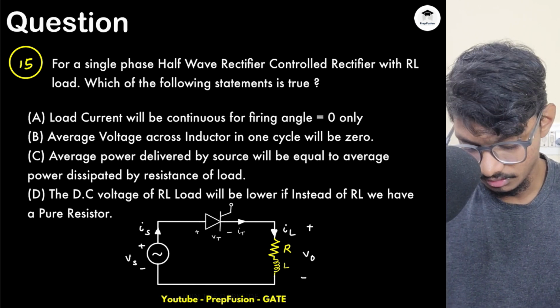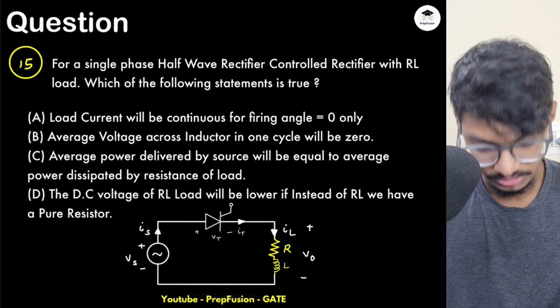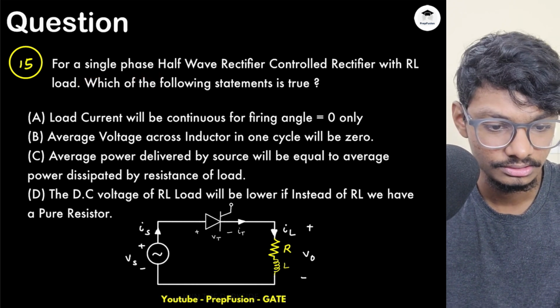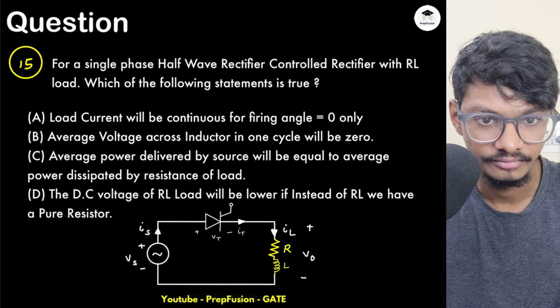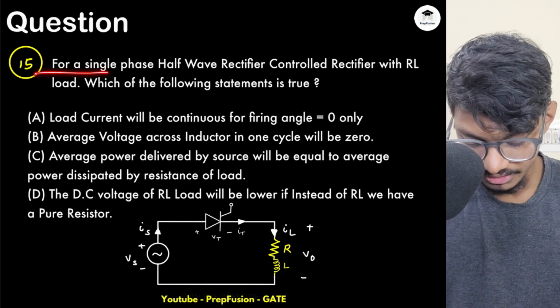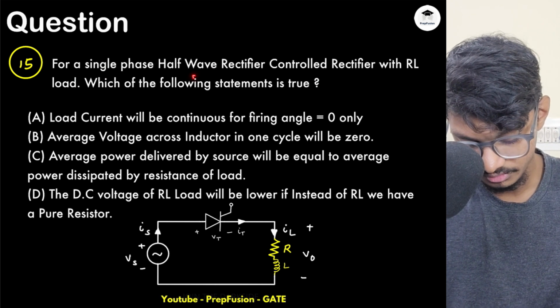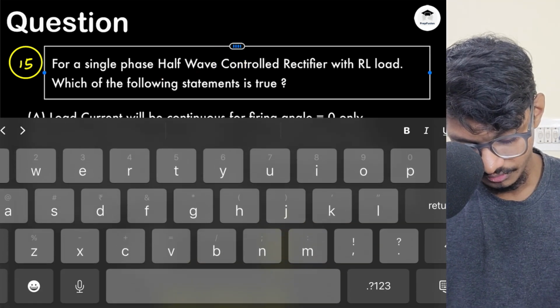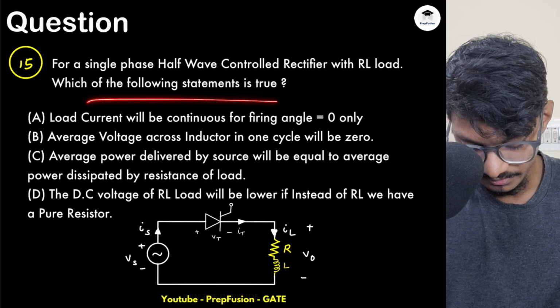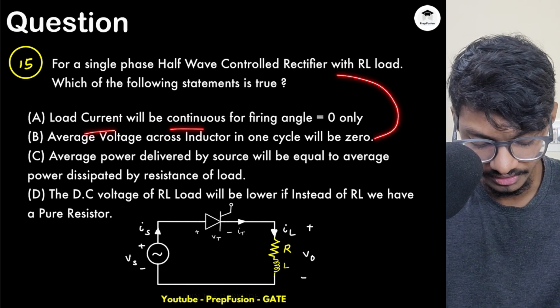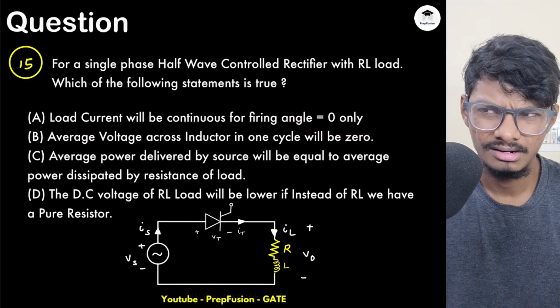For a single phase half wave controlled rectifier with RL load, which of the following statements is true? Load current will be continuous for firing angle 0 only.